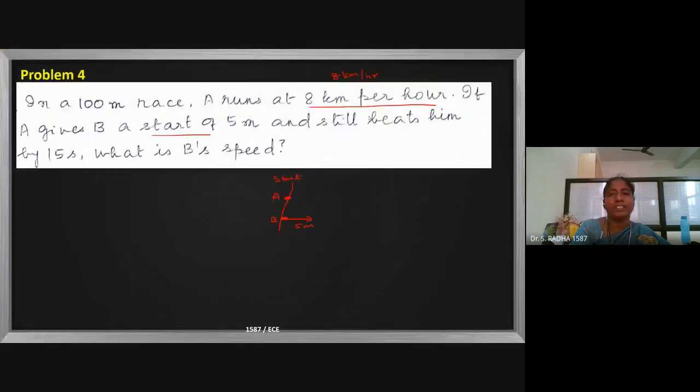Okay. A's speed is 8 km per hour. A has given B a chance of 5 meters. After that, A starts the race. And this is the destination point. A has reached the destination 15 seconds ahead. 15 seconds before. Okay, A is beating B, which means he has won the race.